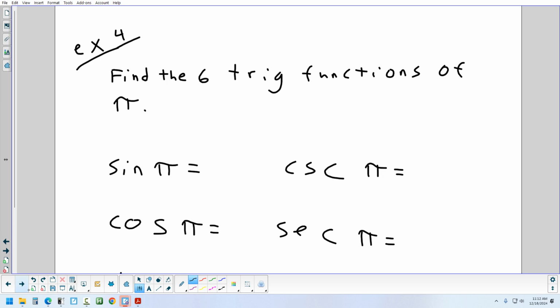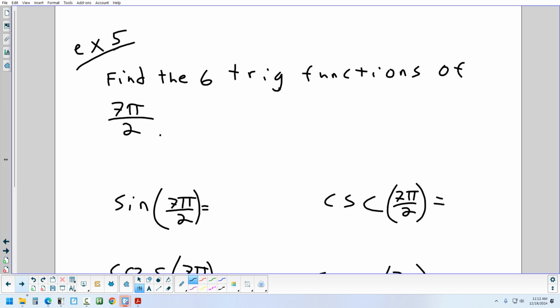Right. Anybody, I think, did we do that one? We did pi in the homework, right? So we already did that one. Okay. Let's try this one. The 6 trig functions of 7 pi over 2.